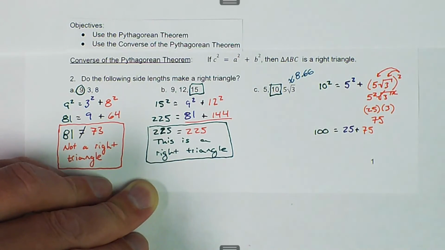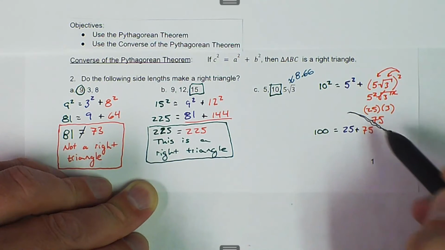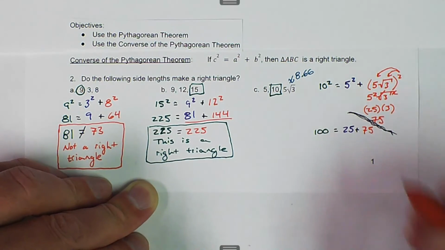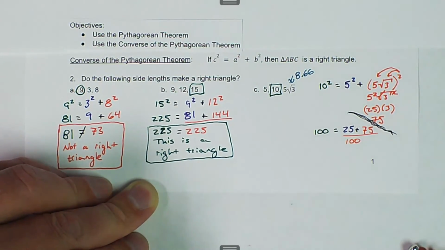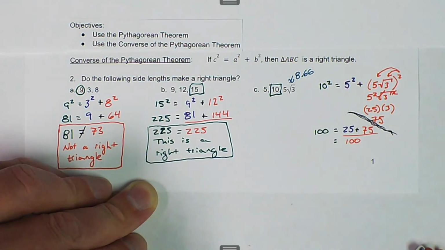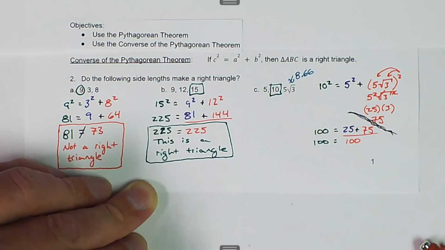I'm going to put a little line here to show that we calculated that, but now we're on checking a different thing. 25 plus 75 is 100. And so 100 equals 100. And so this is a right triangle as well.